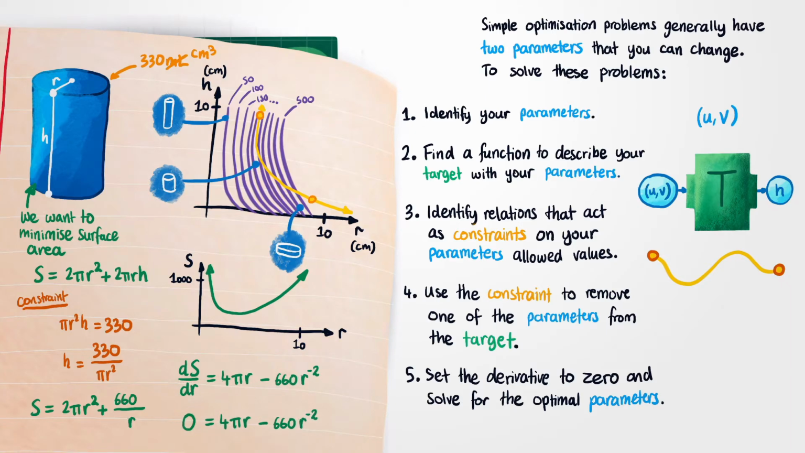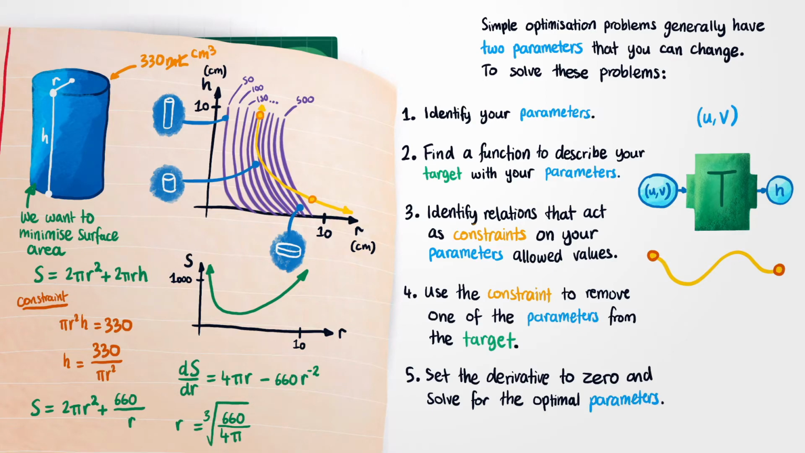To begin with, I'm going to multiply everything by r squared. That's going to have the effect of actually cancelling out this term and turning this one into an r cubed. And then finally, all we have to do is to solve for r. Okay, so once everything is said and done, we can see that r is exactly equal to the cube root of 660 divided by 4 pi.